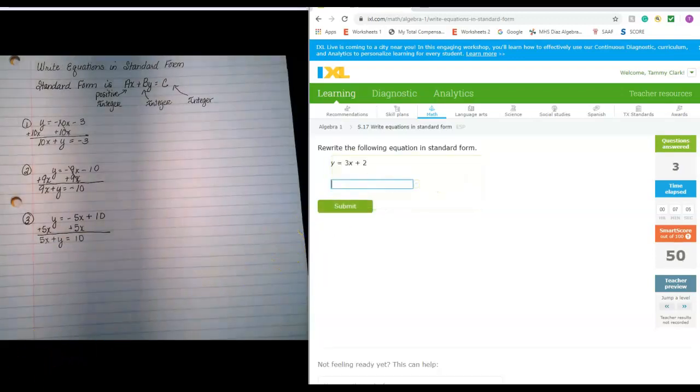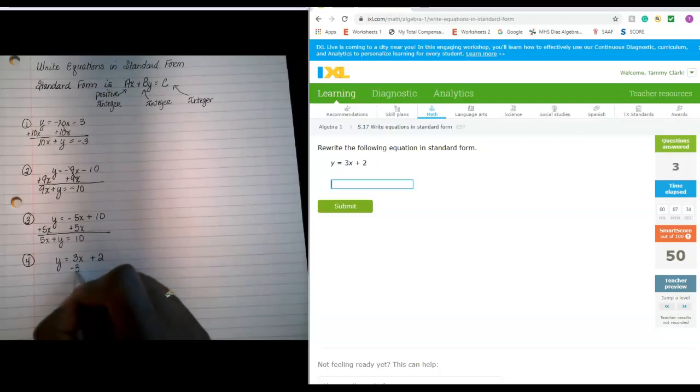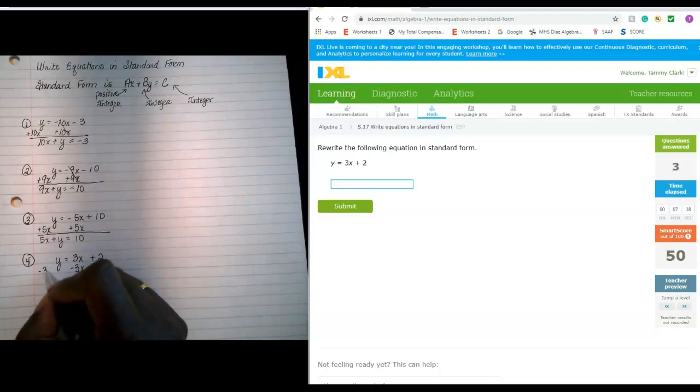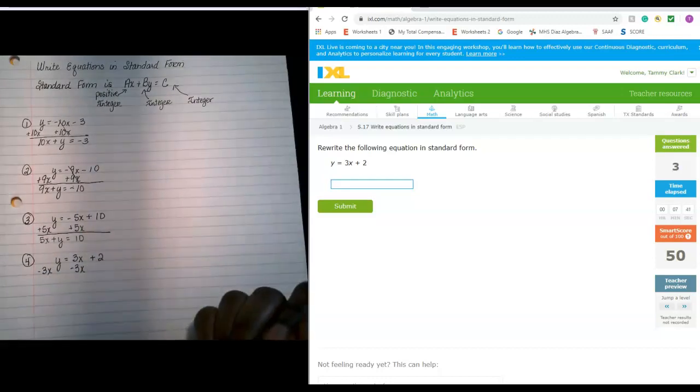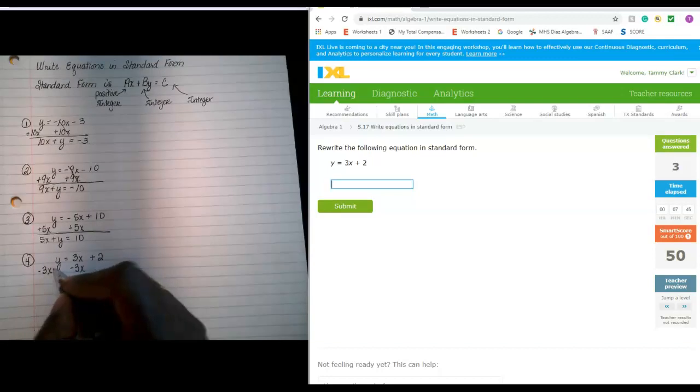And we are at our next question, which is y is equal to 3x plus 2. Now on our other questions, the x term was negative. This time it's positive. We're still going to apply the inverse operation, which would be to subtract 3x from the right side of the equation and subtract 3x from the left side of the equation. But you might be saying, wait, Ms. Clark, you said that x needs to be positive, and you'd be absolutely right.